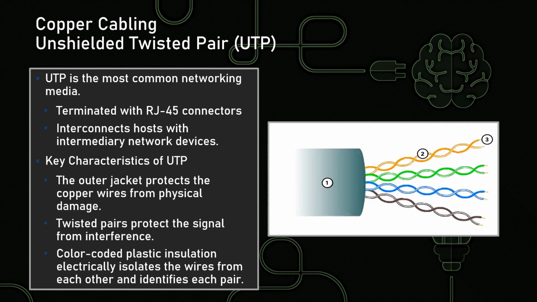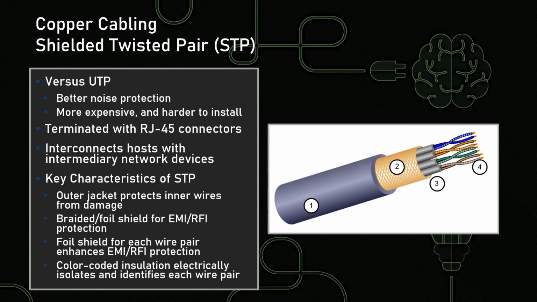This is going to connect a host to an intermediary network device. So this is going to connect a host device to a switch, to a router, to a hub, that sort of thing. The key characteristics of UTP is the outer jacket, the inner plastic insulation, which is more so just for color coding, and then of course the twist in the strand itself.